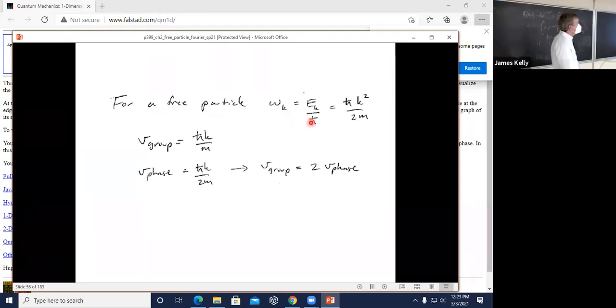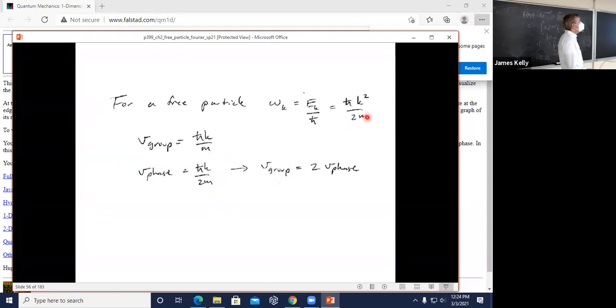If you write it in the form e to the minus i omega t, omega would be E over h bar, and our formula for the energy states for a free particle is h bar squared k squared over 2m. So if I divide by h bar, that gets rid of one power of h bar. And therefore, if I do omega over k, that's the phase velocity, I'm going to get h bar k over 2m. Okay, so the phase velocity is h bar k over 2m.